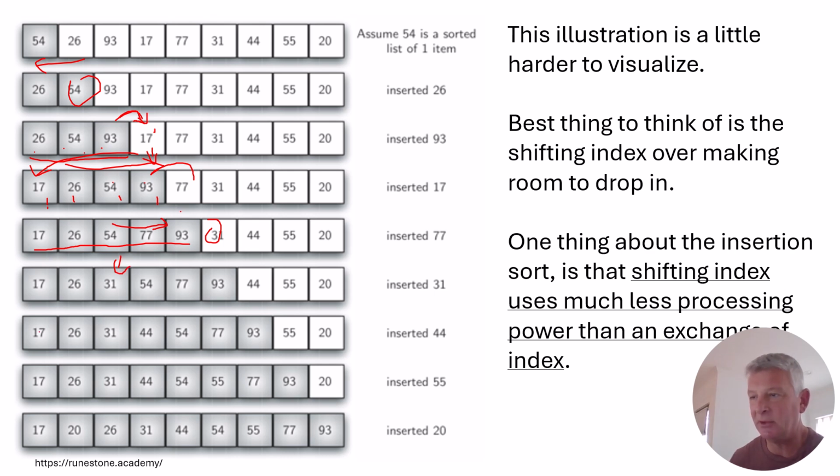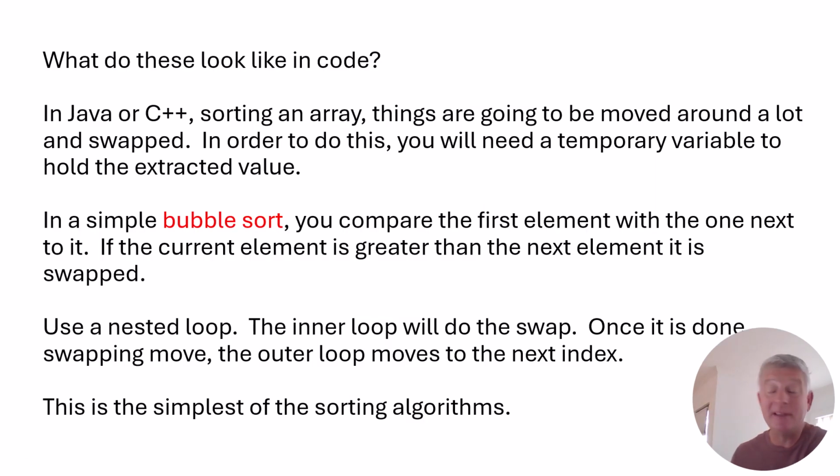Now all this is sorted, right? And then we get 55. Okay, where do you go, 55? You're bigger than 54 and less than 77. So we'll shift over, and then we find 20, and it says, okay, where do you go, 20? And it says, I am bigger than 17, but less than 26. I go there. That is our sort, okay? Insertion sort. All right, what do these look like in code?